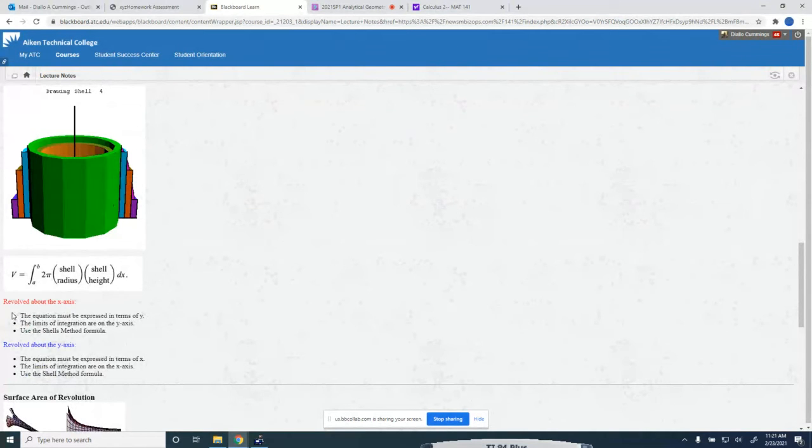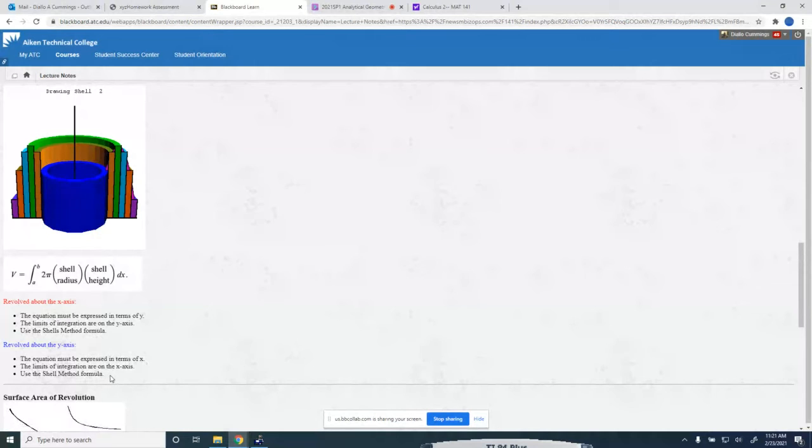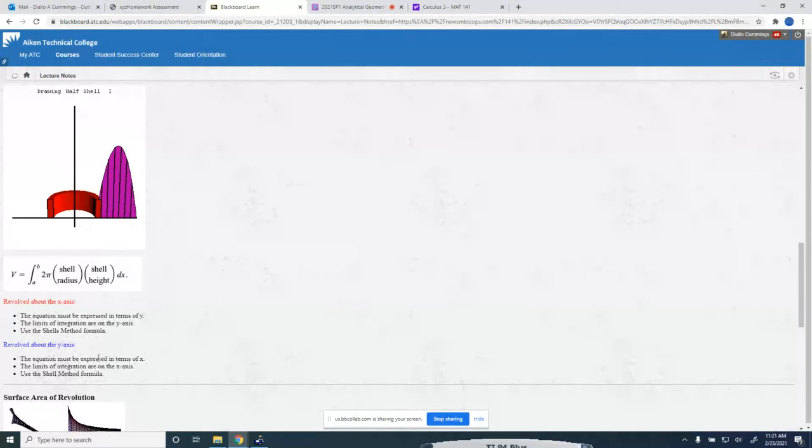So if you're using the cylindrical shell method about the x-axis, your equation must be expressed in terms of y. The limits of integration are also on the y-axis, and then you have the conditions met to use the shell method. If you're revolving about the y-axis, then your equation must be expressed in terms of x. The limits of integration are also on x, and then you can use the shell method. Now, before we go on any further, let's see what it means to express an equation in terms of x, and what it means to express an equation in terms of y.